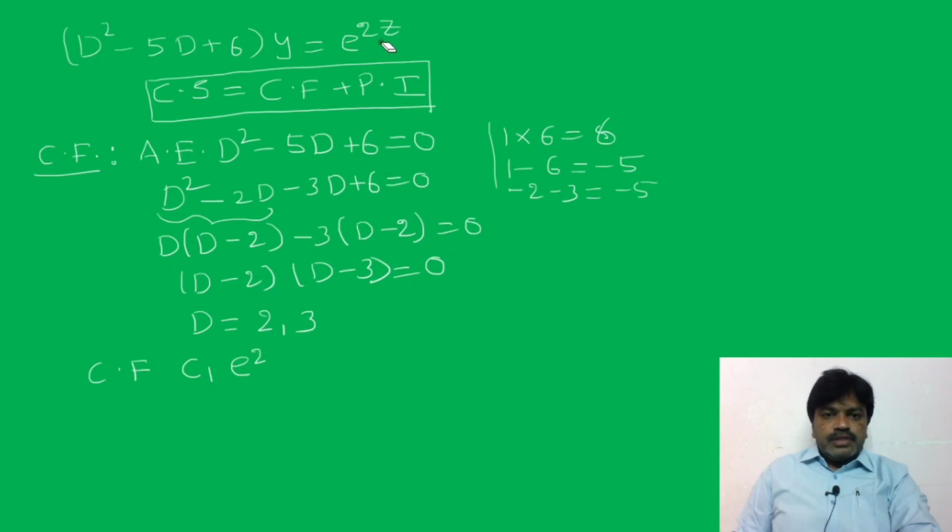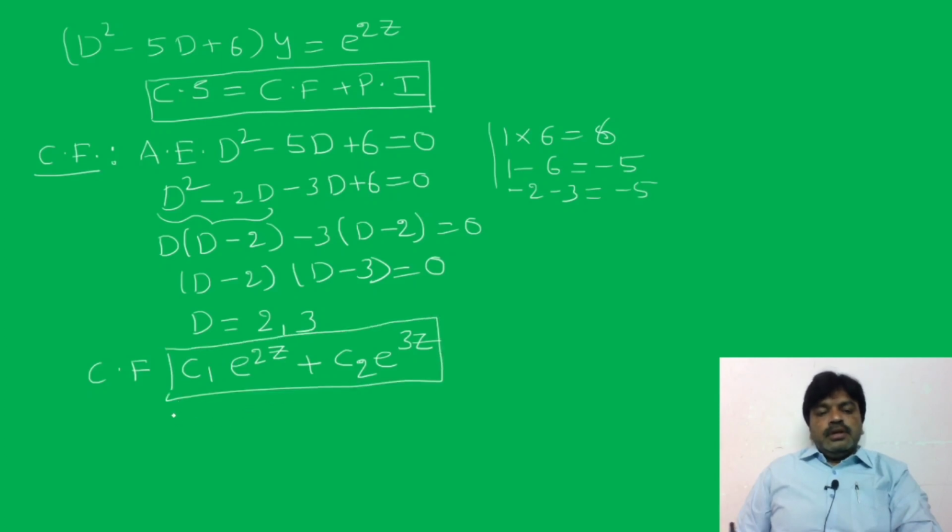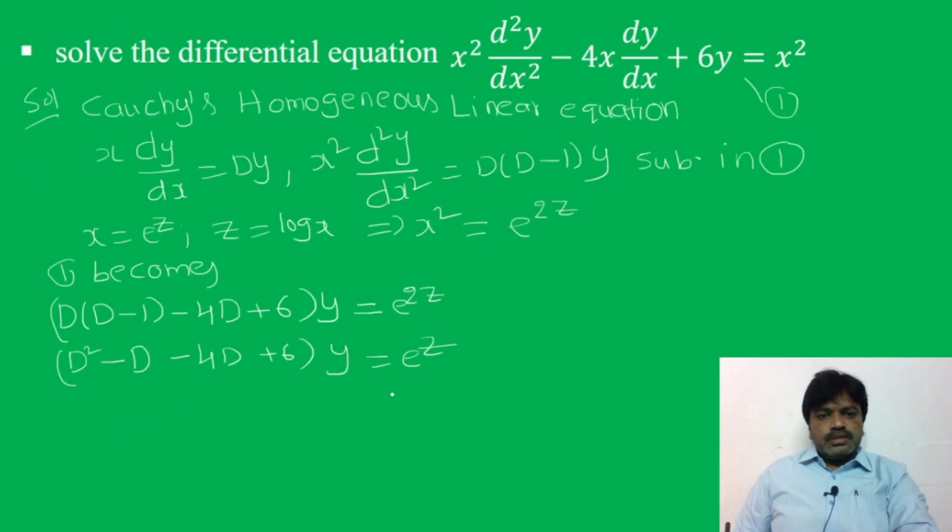Here D means d by dz. So it is (D minus 2)(D minus 3)... c2 e power 3z. Please remember here, friends. Now I want to convert this in terms of x. So the complementary function is c1 e power 2z.